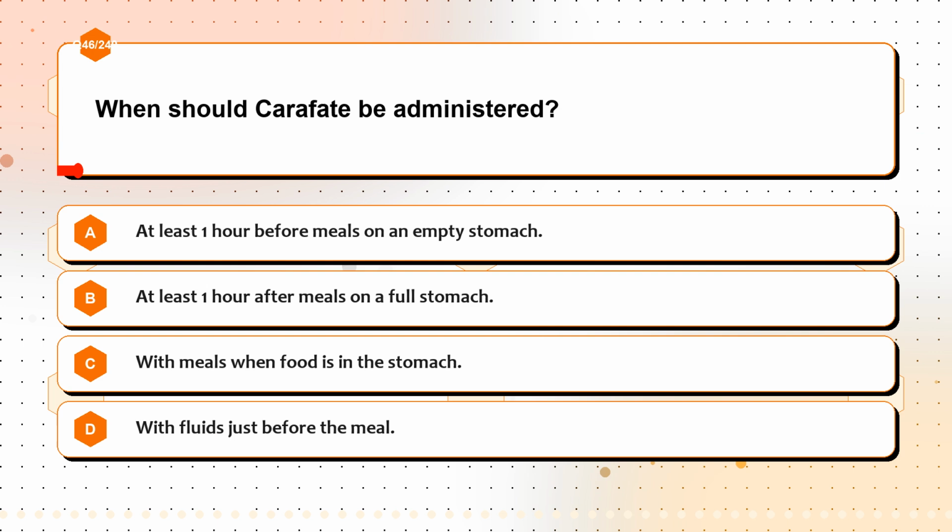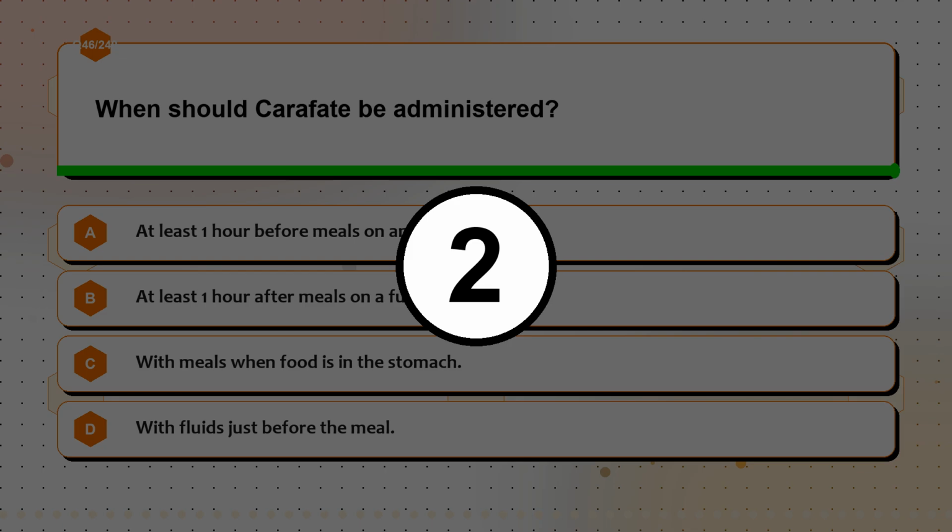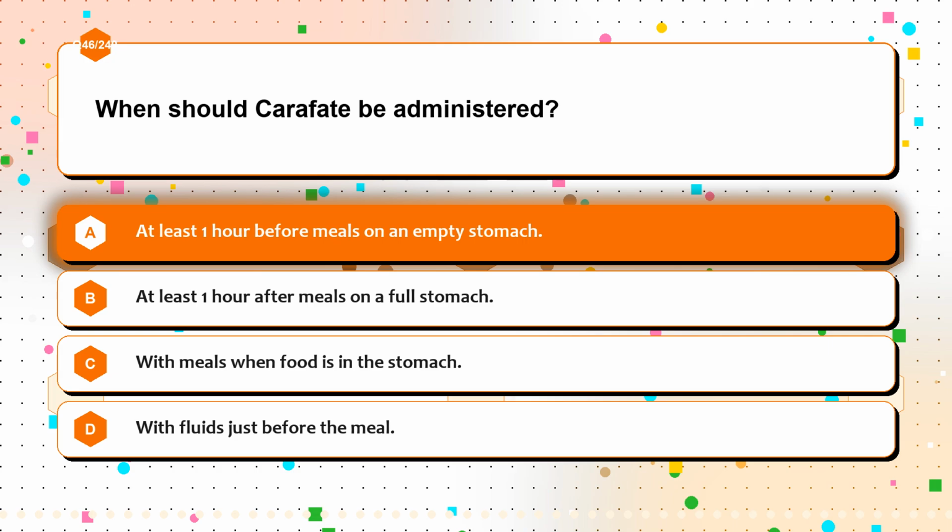Question 46. When should Carafate be administered? Here are the options. Option A. At least 1 hour before meals on an empty stomach. Option B. At least 1 hour after meals on a full stomach. Option C. With meals when food is in the stomach. Option D. With fluids just before the meal. The correct answer is option A. At least 1 hour before meals on an empty stomach.